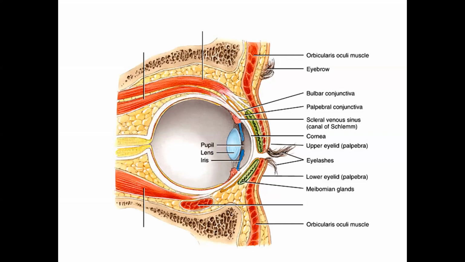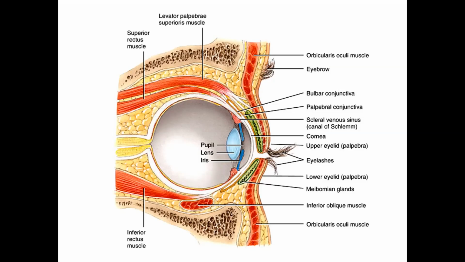We have external structures such as the cornea and the sclera. We will see the iris and the pupil externally. Just internal to the pupil, we get the lens.